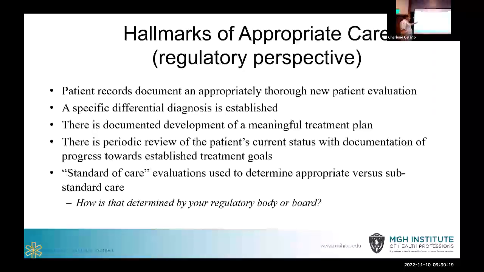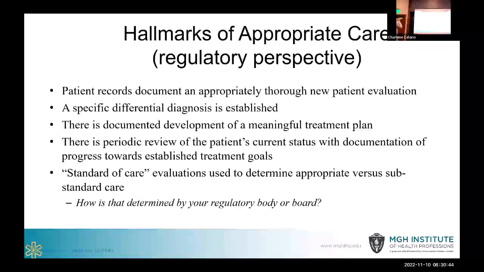And if you do get investigated and they actually want to come to your practice site to evaluate your prescribing, they'll do what they call a standard of care evaluation. This is what boards do. So y'all talk to me. Do y'all know what standard of care means from a regulatory perspective? What do you think? What does standard of care mean? What do you think it means?